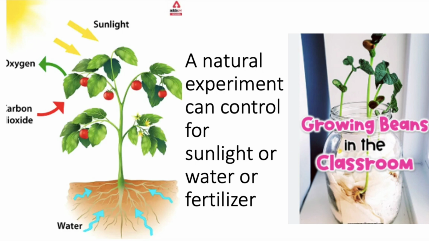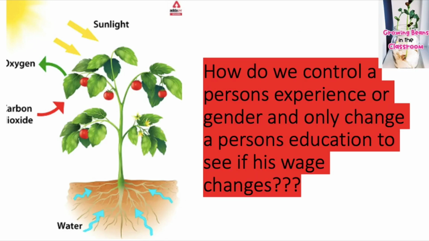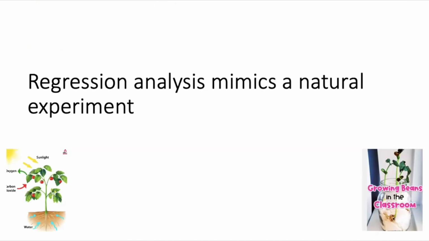But in our case, since we are in social science, working with human beings, controlling people's experience or gender or education is difficult to do. How do we really go about doing that? And this is where regression analysis comes into the picture, and it helps us mimic a natural experiment.